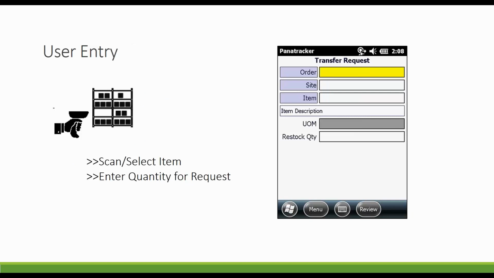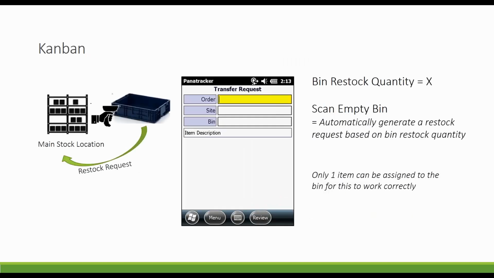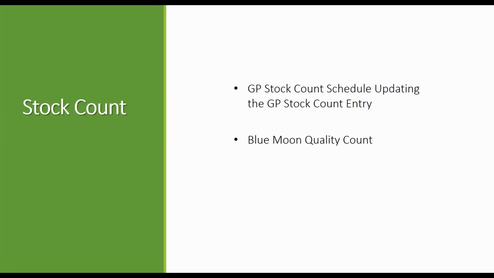I'll skip through some of this because I know we're coming up on our time here and I want to give you time for questions. We do have the ability to enter that on the user. We have a Kanban capability allowing you to set a bin restock and empty bins. All of that can be configured in the Panatrack portal.